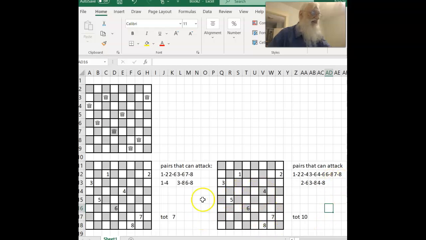5, nothing. 6, oh, I can't use 3, but I can use 6, 8. 7, I've got 7, 8. So it's 2, 4, 6, 7, 8, 9.